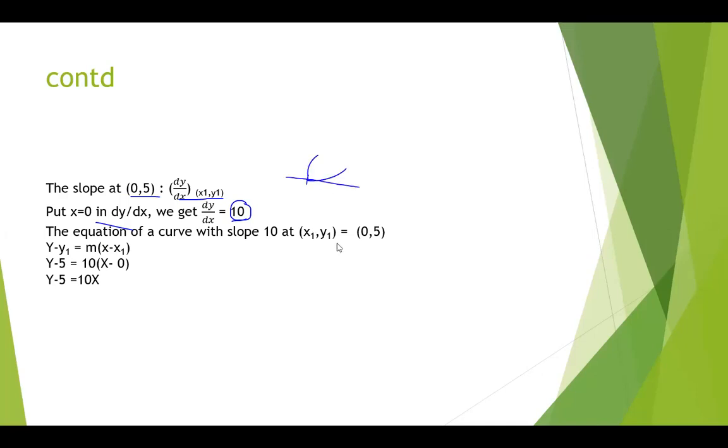Now we know the point at which the tangent is drawn and the slope, m is 10. Then I write the equation as y minus y1 is m into x minus x naught, or x minus x1. Point is what? (0,5). x naught is 0, x1 is 0 and y1 is 5. I will substitute: y minus 5 is, slope is 10, 10 into x minus 0. Thus y minus 5 is equal to 10x, or you can say 10x minus y plus 5 is equal to 0. This is the equation of the tangent drawn to it.